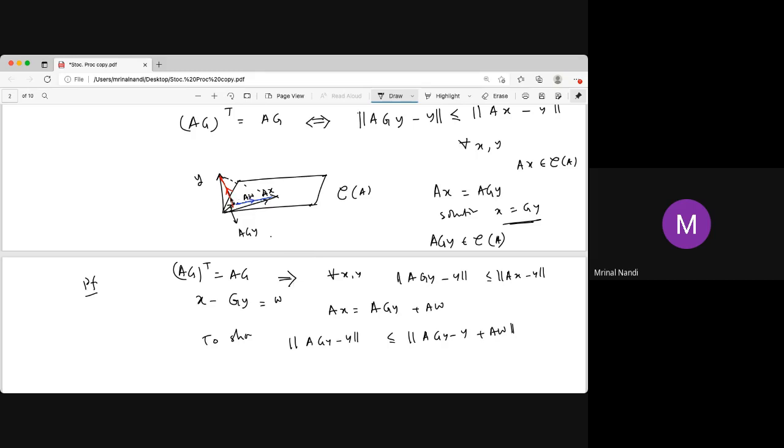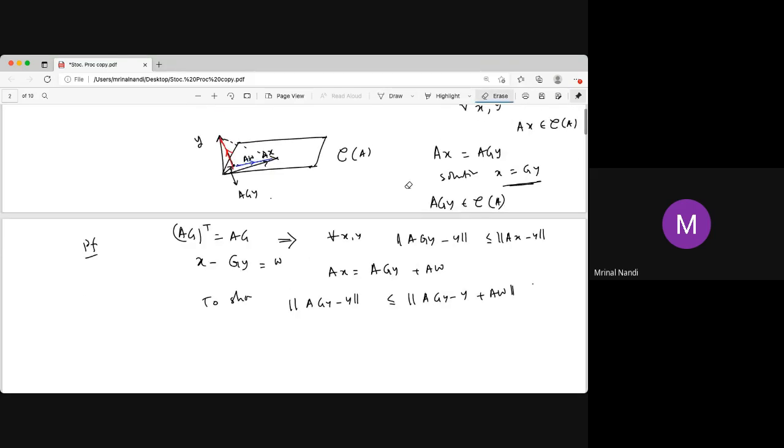This red vector is AGy minus y plus Aw. That is actually that diagonal thing. That must be bigger than AGy minus y, and that will be true if this is perpendicular. Basically, this red vector is perpendicular to the whole space, so orthogonal basically. So that means it's perpendicular to the blue vector. Once I show that it's perpendicular to the blue vector, then using Pythagoras theorem we can easily show that the hypotenuse is bigger than this one side. So this is the idea.